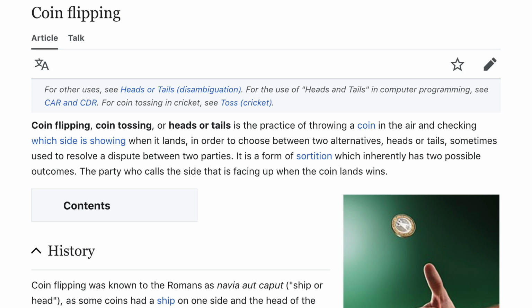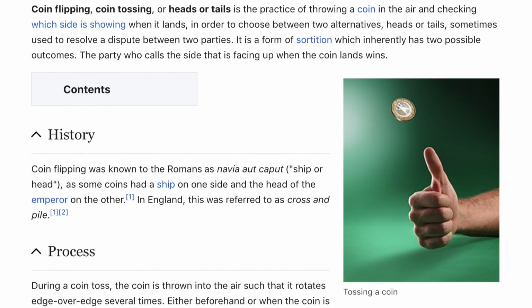Coin flipping, coin tossing, or heads or tails is the practice of throwing a coin in the air and checking which side is showing when it lands, in order to choose between two alternatives, heads or tails, sometimes used to resolve a dispute between two parties. It is a form of sortition, which inherently has two possible outcomes. The party who calls the side that is facing up when the coin lands wins.